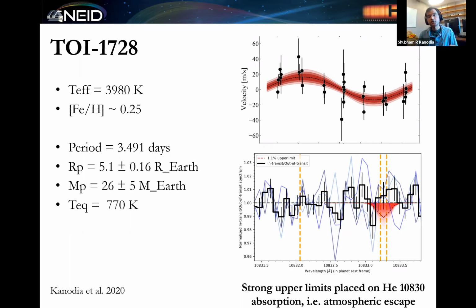So in this case, we do not detect any measurable absorption in the helium triplet, which basically means that we can place an upper limit on the loss in helium and also the overall mass loss rate of the atmosphere for this planet.